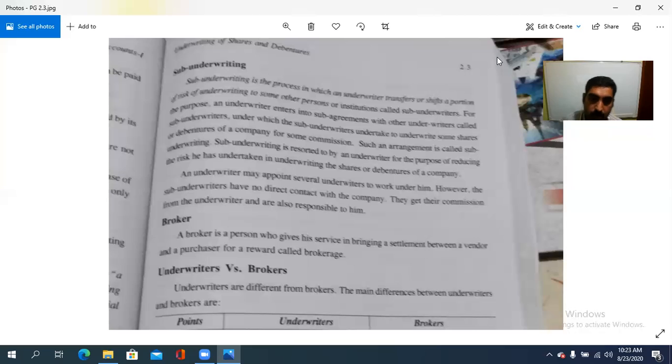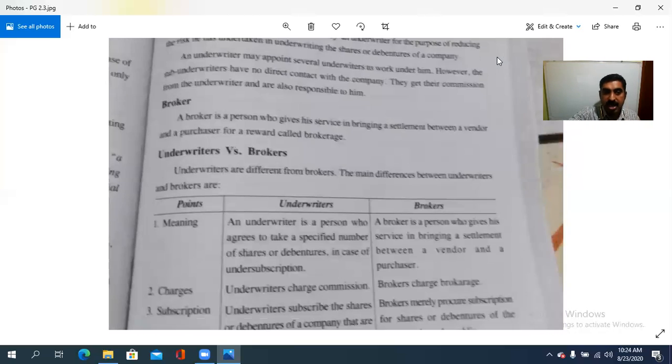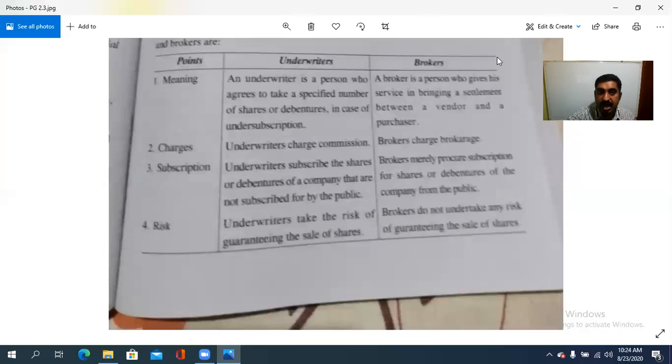A broker is a person who gives his service in bringing a settlement between a vendor and a purchaser for a reward called brokerage. So the commission received for underwriting is the underwriting commission, and the commission a broker receives is brokerage. So a person between a vendor and a purchaser, doing what? Settling, the service, isn't it? So he gives the service in bringing a settlement between a vendor and a purchaser, and gets a reward called brokerage. So what are the differences between a broker and an underwriter?